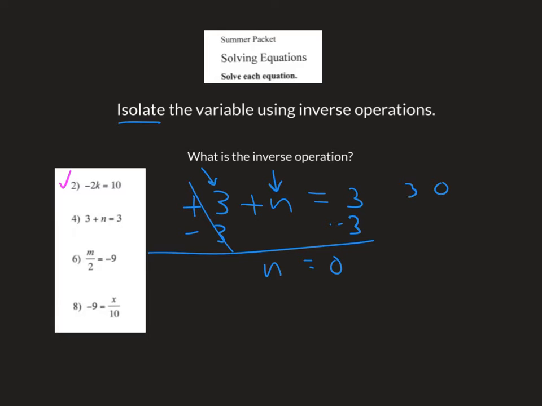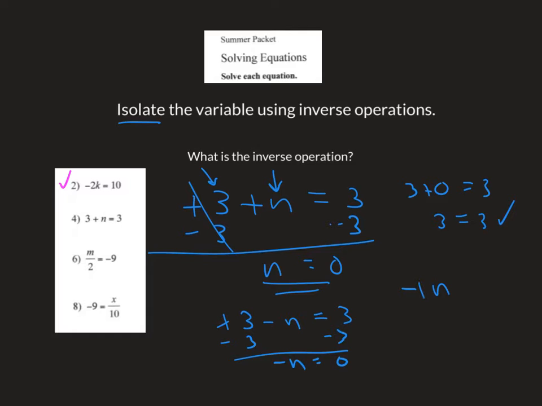Again, 3 plus 0 is 3. So that checks out. We have a final answer of 0. But just for the record, say it was 3 minus n equals 3. I would still focus on the fact that that's a positive 3. I would still subtract 3 from both sides, and I would get negative n is equal to 0. And I'd say, well, then negative 1n is equal to 0. Divide by negative 1, divide by negative 1, n is still equal to 0. The point of that is to focus on the inverse operation that is out there.